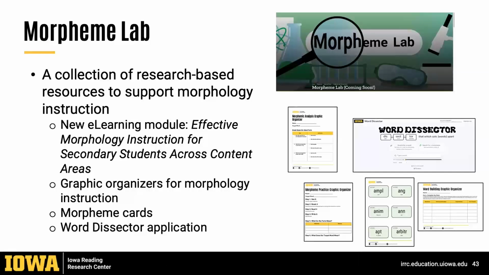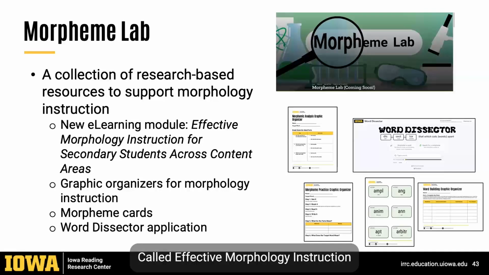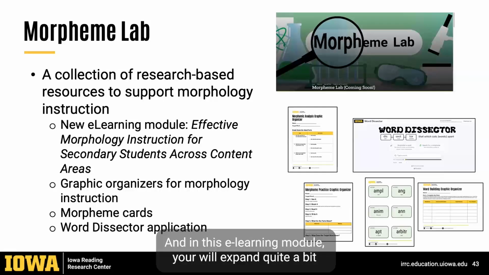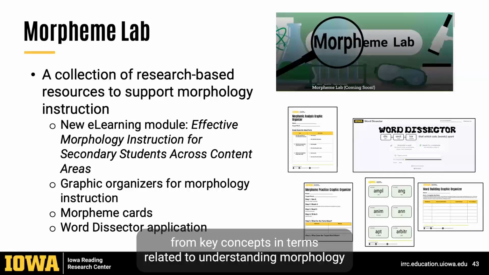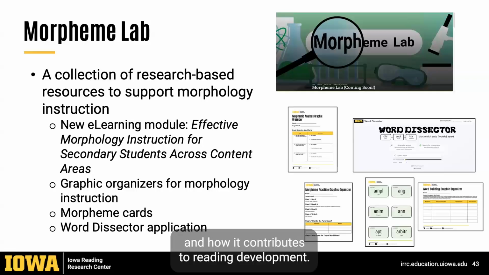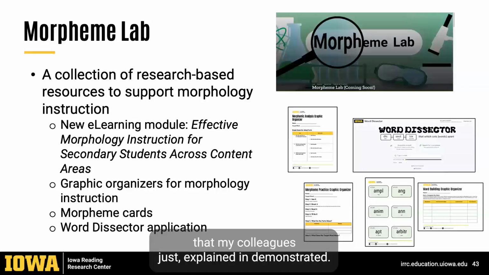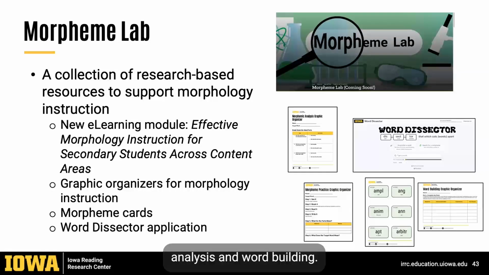So first, we are going to be releasing a new e-learning module called Effective Morphology Instruction for Secondary Students Across Content Areas. And in this e-learning module, we'll expand quite a bit on some of the topics that we just covered in this presentation, from key concepts and terms related to understanding morphology and how it contributes to reading development, to the 3 strategies that my colleagues just explained and demonstrated. So explicit instruction of high utility morphemes, morphemic analysis, and word building.